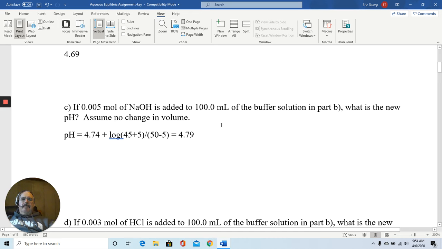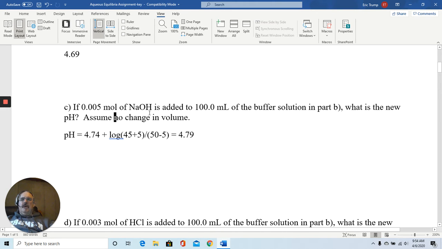If we take concentration times volume, we get millimoles. So 0.45 millimoles per milliliter, which is the concentration of acetate, times 100, we get 45. And for the acetic acid, it's 0.5 times 100. And since the volumes of these are the same, we can actually divide those out and just work with millimoles. Okay, so 0.005 moles is 5 millimoles.